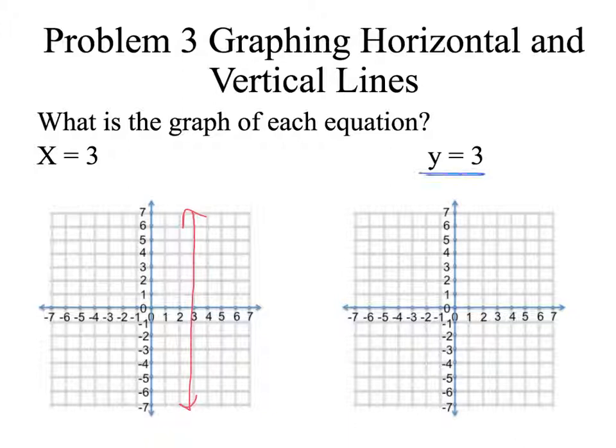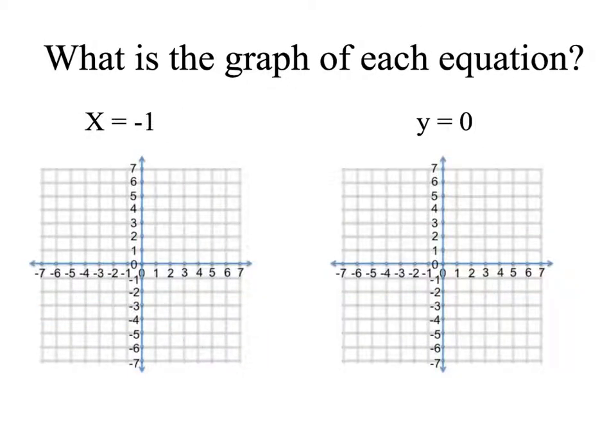Y equals 3. We're going to go to the y-axis at 3, and it's just a straight line going through 3 on the y-axis. If we have x equals -1, we're going to come to the x-axis at -1. I missed it just a little bit, but it goes through -1 on the x-axis. And then over here, y equals 0.